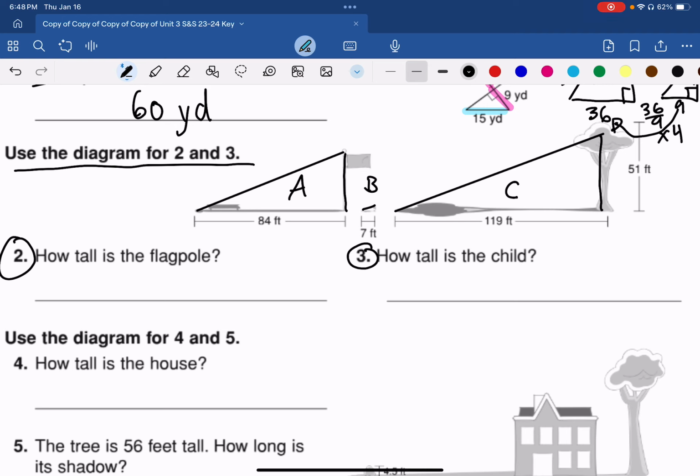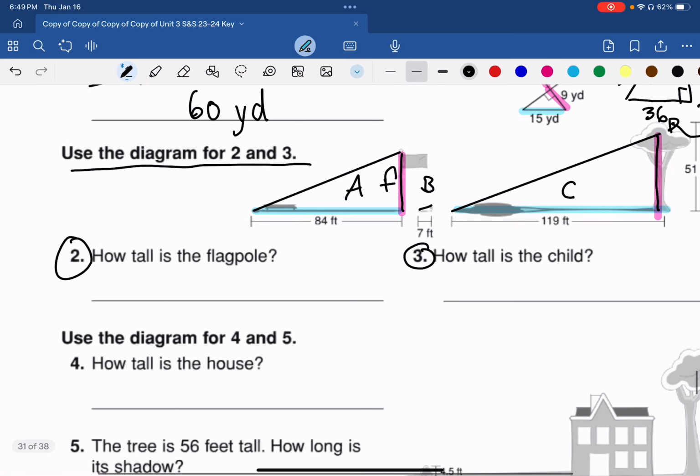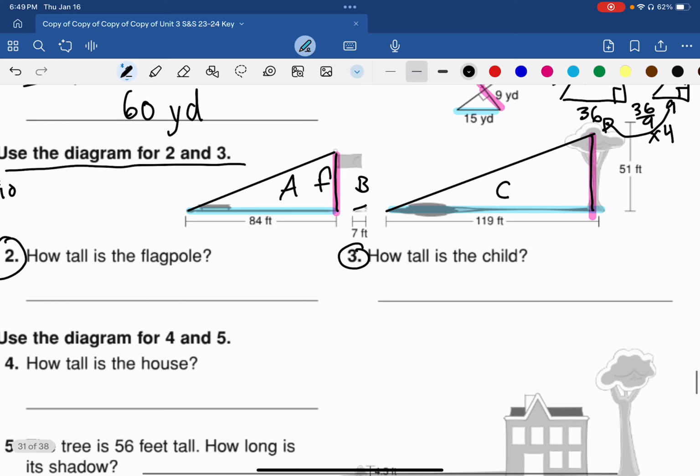So if you look at A, and you know you need to find the flagpole, let's just say the flagpole is F, right? That's the flagpole. I know I'm comparing it to the height of the tree. But then I need to also compare their shadows, right? So at this point, I'm going to switch to ratios and see if we can try it that way. You could use scale factor, but I'm going to use ratios.